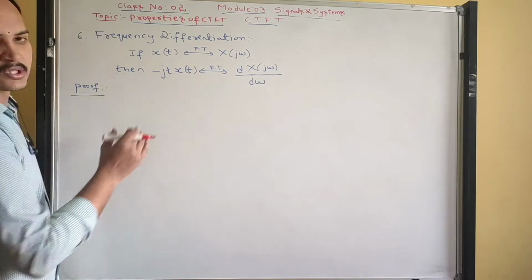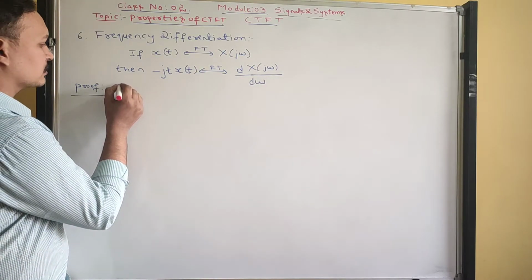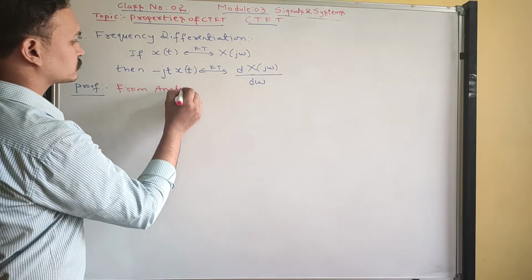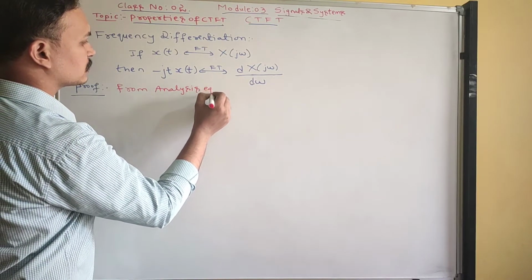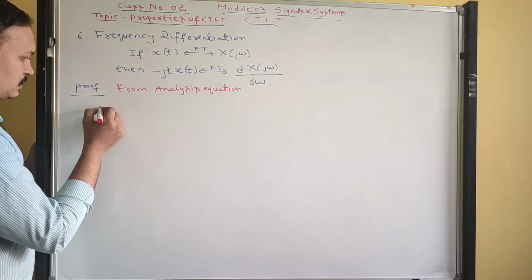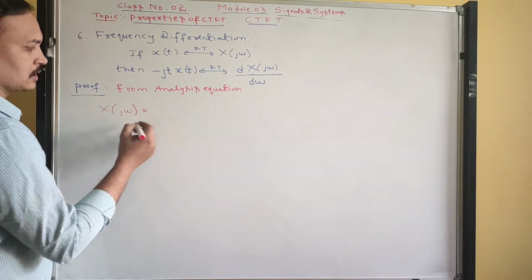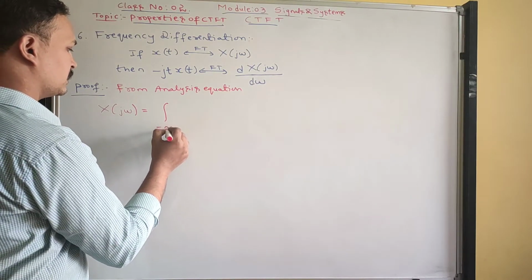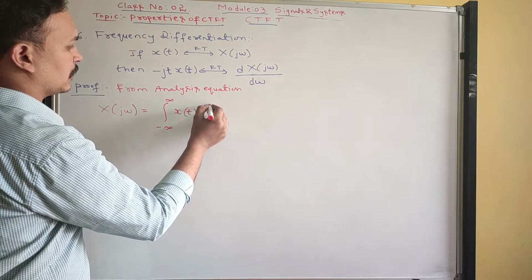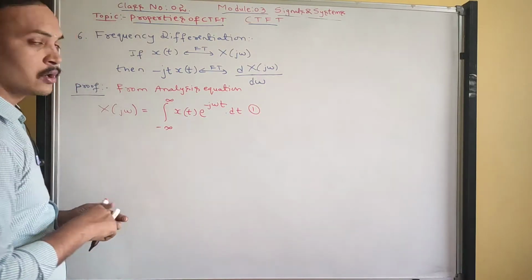You should prove this. Got it? Here x of t is a non-periodic signal. From the analysis equation, we can write x of j omega is equal to the integral from minus infinity to infinity of x of t into e to the power of minus j omega t into dt. Take this as equation number 1.